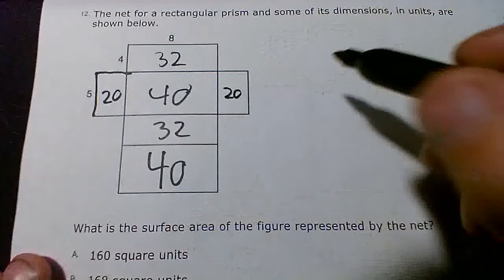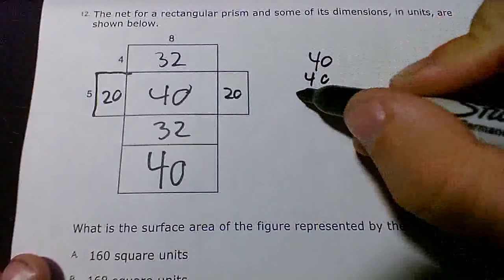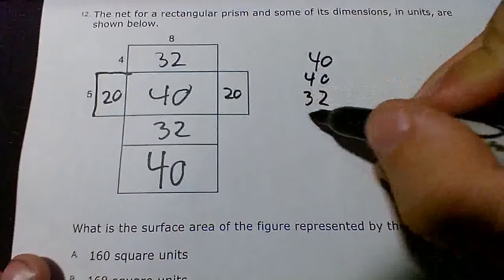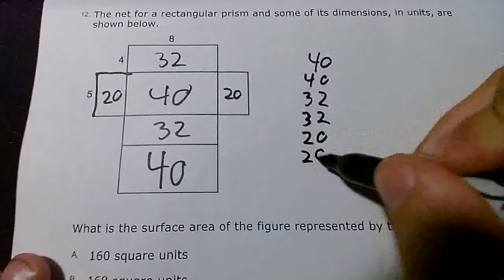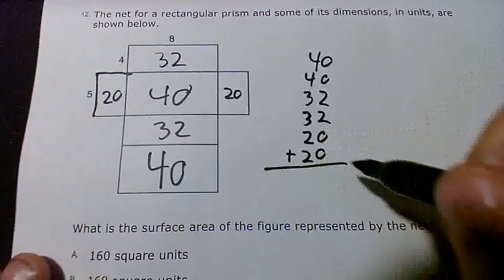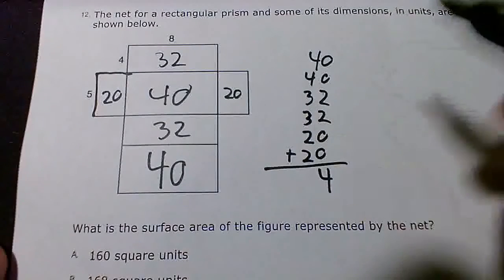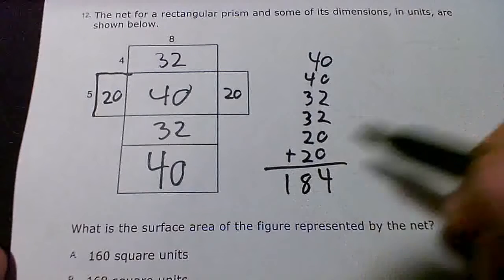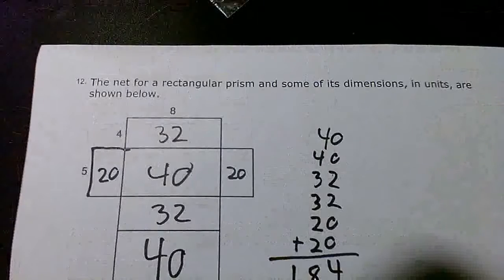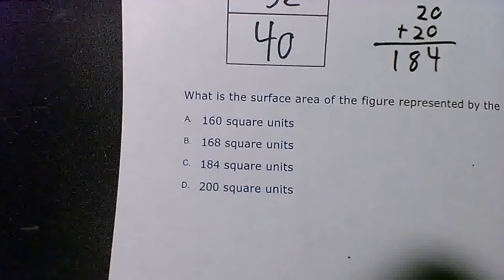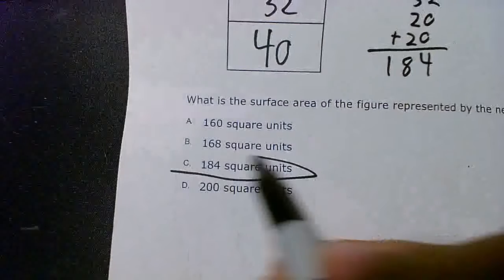Lastly, in order to complete this problem, you're going to have to add all of these dimensions together, which is 40 plus 40 plus 32 plus 32. All of this combined will give you a total surface area of 184 square units. Looking down below, we'll find our answer of 184 square units.